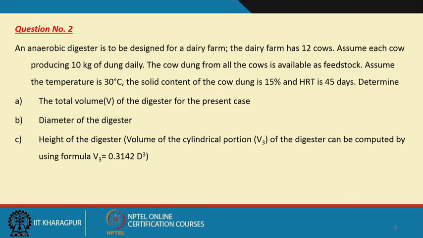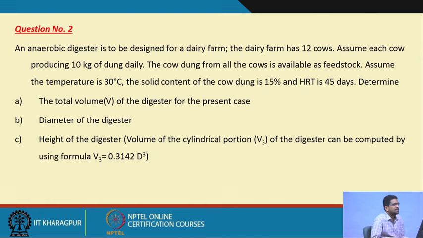Now, we will design an anaerobic digester. An anaerobic digester is to be designed for a dairy farm, and the dairy farm has 12 cows. Assume each cow produces 10 kg of dung daily, and the cow dung from all the cows is available as the feedstock. This is the assumption. Assume the temperature is 30 degrees centigrade, the solid content of the cow dung is 15%, and the hydraulic retention time HRT is 45 days for the anaerobic digester. Determine the total volume of the digester for the present case, and then the diameter of the digester and the height of the digester, that is the wall.